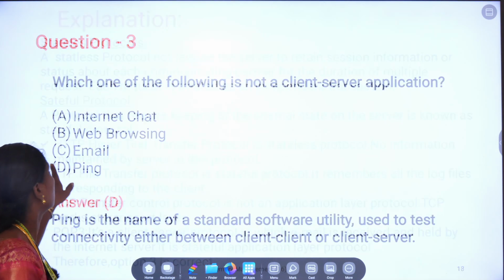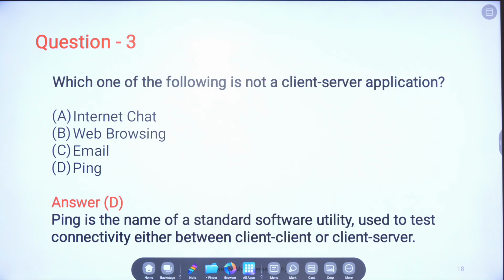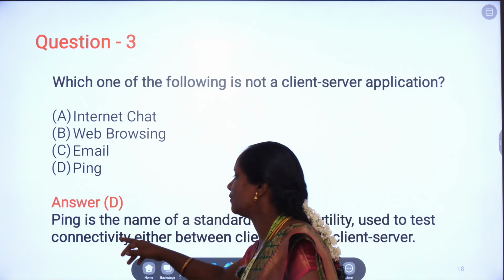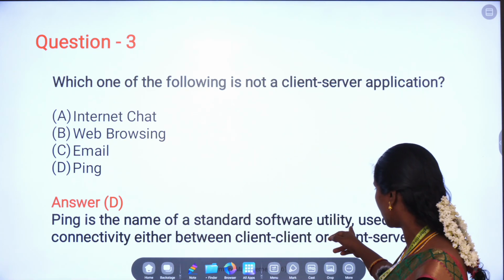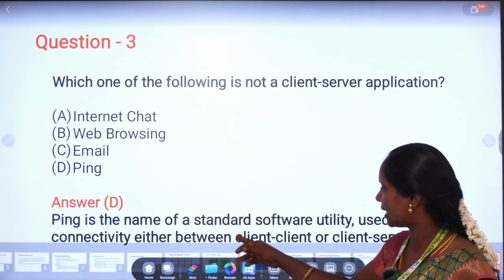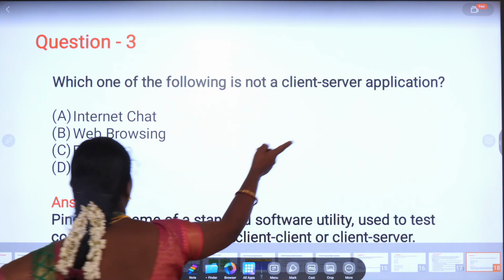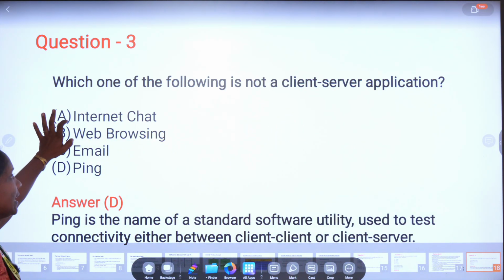The next question, question number 3: which one of the following is not a client and server application? We have four answers: internet chat, web browsing, email, and ping. The answer is D, ping, because ping is the name of a standard software utility. It is used to check connectivity, either between client and client or client and server, so it is not a client-server application. Each of the others should be a client and server application.